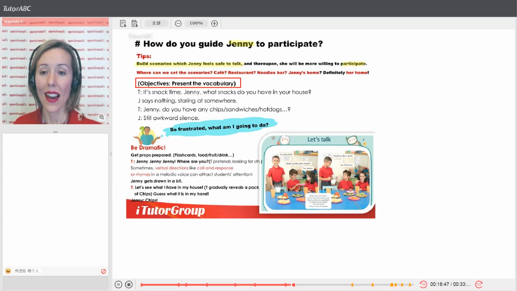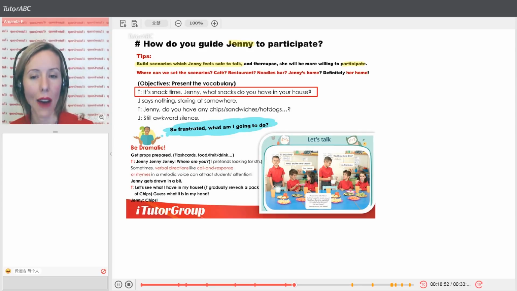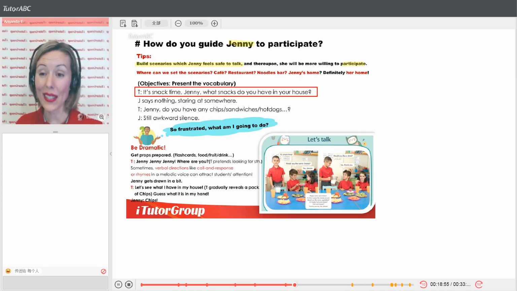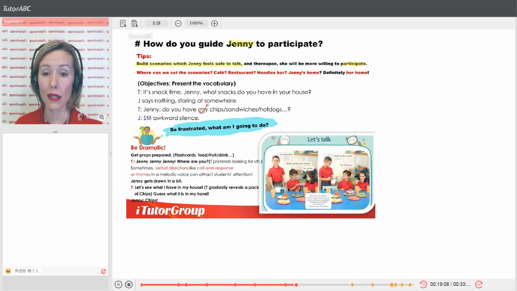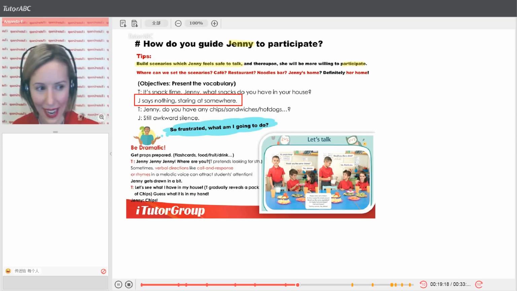So we want to make sure that she has some vocabulary to use. So we might say, it's snack time, Jenny. What snacks do you have in your house? And we think this is a little bit simpler, and we think that she'll be able to think of snacks. But maybe she doesn't know the word for snack, and maybe she doesn't know any words for snacks, even if she does know snacks. So you know what she does? She says nothing. And she's looking away at the screen. She can't even make eye contact. She's very uncomfortable. She's nervous, and she's not interacting.